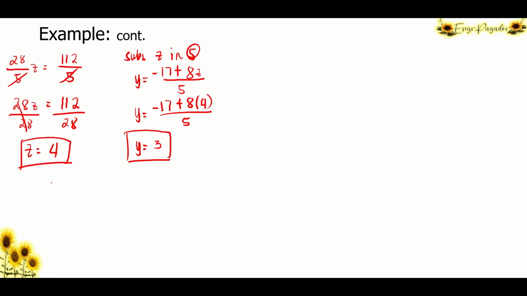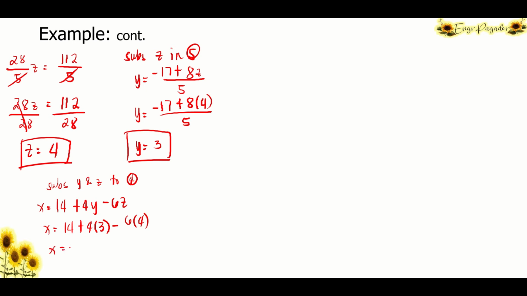Now let us solve for the value of your x. So we are going to substitute y and z to equation number 4. And equation number 4 is this one. X is equal to 14 plus 4y minus 6z. So your x will be equal to 14 plus 4 times 3 minus 6 times 4. And x is equal to 2. So we now have solved for the values of x, y, and z.